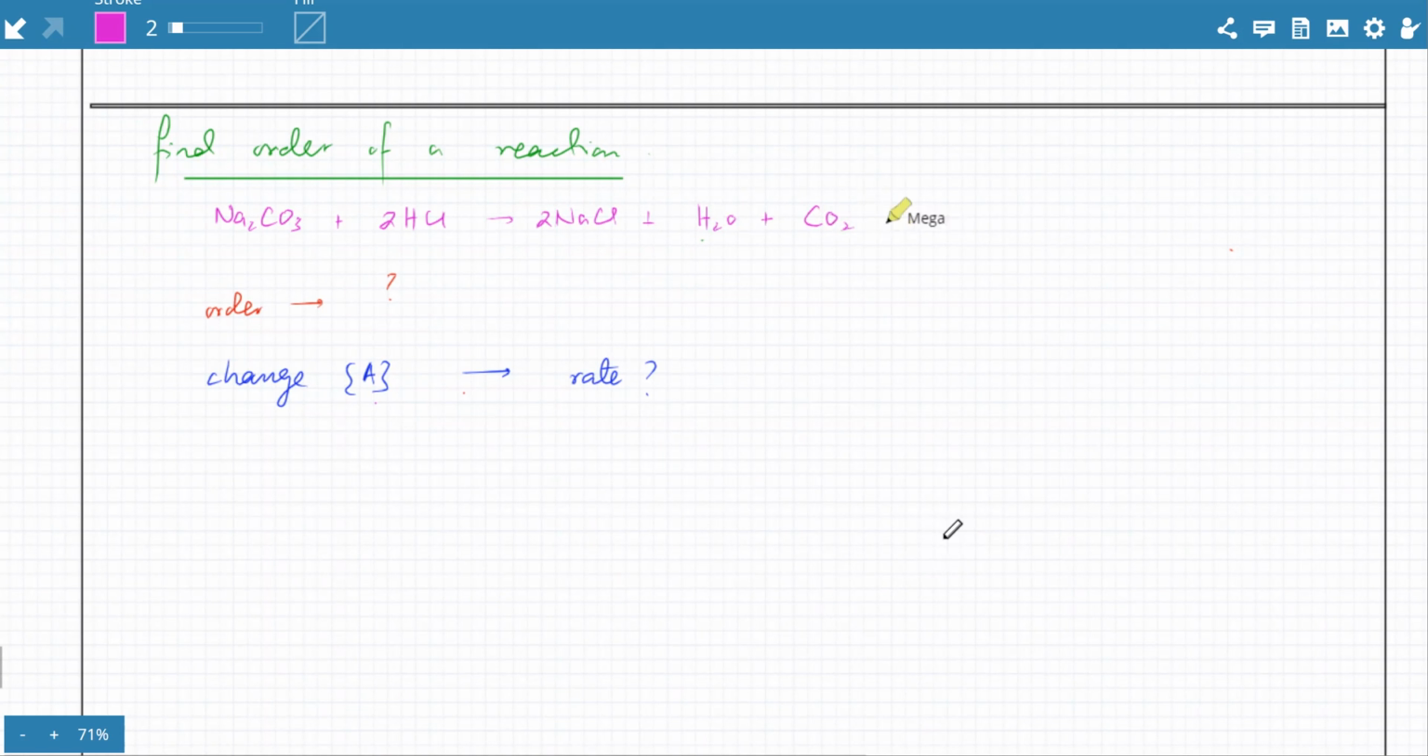Right? So I have this reaction that's happening, and I want to figure out what's the order of HCl, right? Now, the first problem that I'm going to have is that I can try and change HCl's concentration.